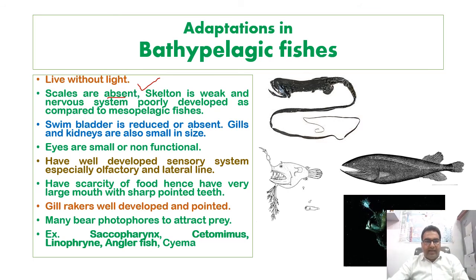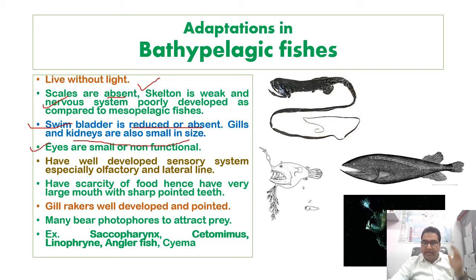Now in this case, the nervous system is also poorly developed, and it is not comparable to the mesopelagic fishes. The swim bladder is reduced or absent. The gills and the kidneys are also small in size. The eyes are very small.